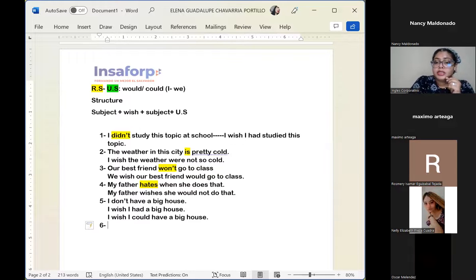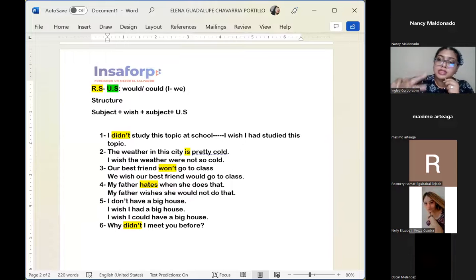In this case, we have a question. Why didn't I meet you before? This question is in past, in simple past negative. So someone is asking, why didn't I meet you before? And in Spanish is, ¿por qué no te conocí antes? That is the question, ¿por qué no te conocí antes?